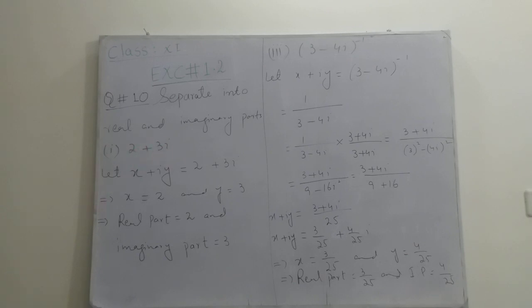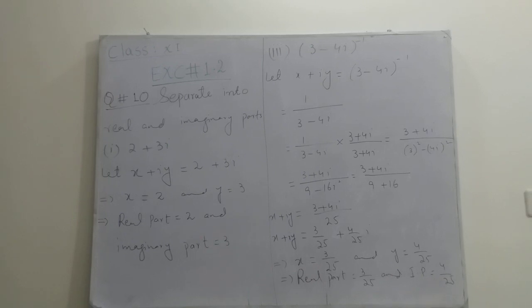So let us suppose that the given complex number is equal to x plus iota y. That is, let x plus iota y is equal to 2 plus 3 iota. By comparing, real part equals real, we have x equals 2, and imaginary part equals imaginary part, that is y is equal to 3. Thus, real part is 2 and imaginary part is 3.